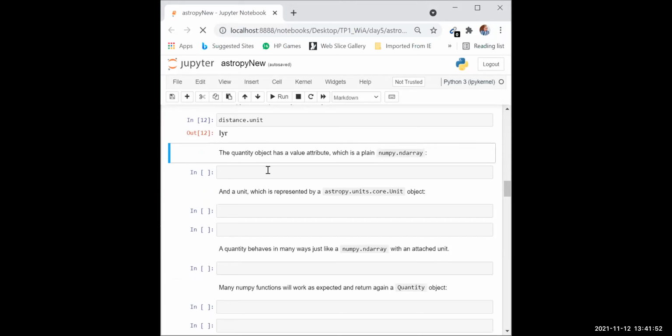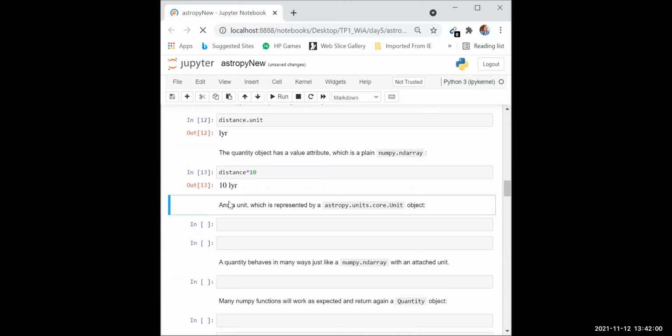And now, suppose I multiply distance by, say, 10, and it would become 10 light years. Okay. Got it?